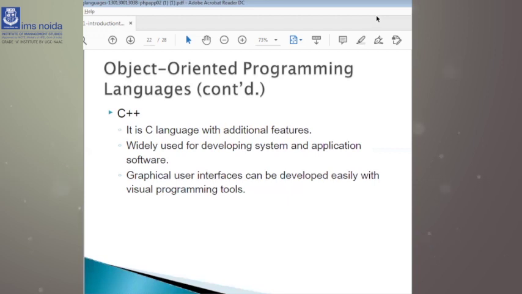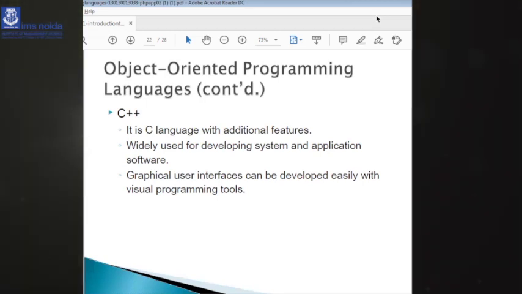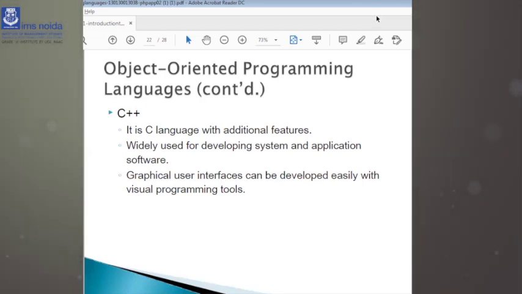C++ is basically the extension of C. It is C language with additional features. Whatever is in C automatically comes in C++, and some additional features have been added in C++. It is widely used for developing system and application software. Graphical user interfaces can be developed easily with the usual programming tools.